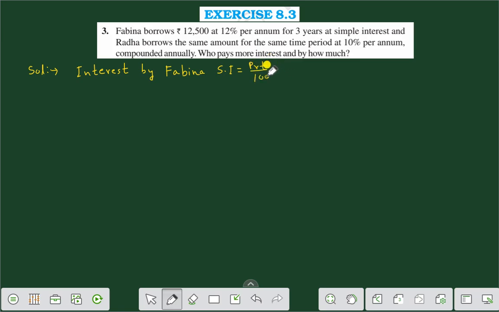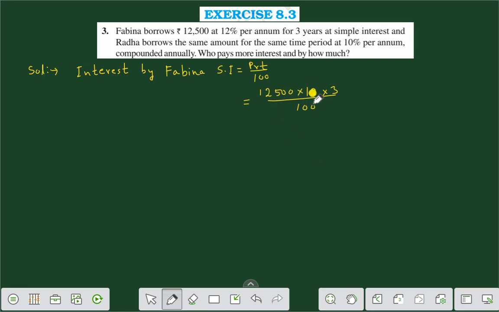Here the principal is rupees 12,500. Rate of interest is 12%, that is 12 by 100, and time is 3 years. So 12,500 into 12 by 100, and for 3 years means 3, divided by 100.